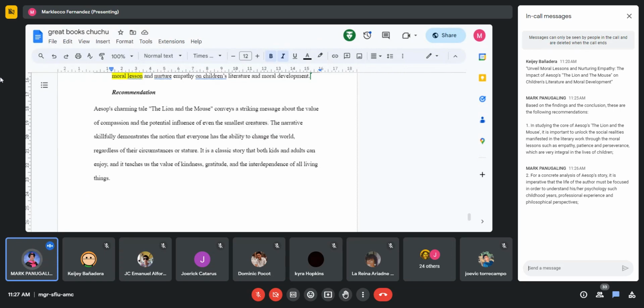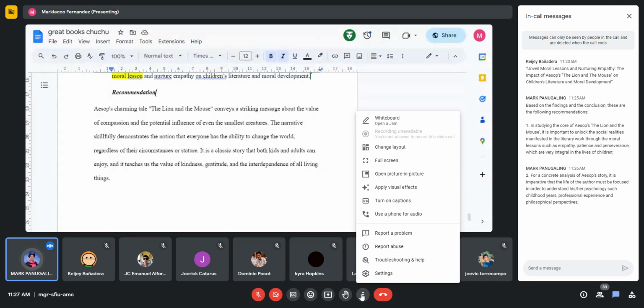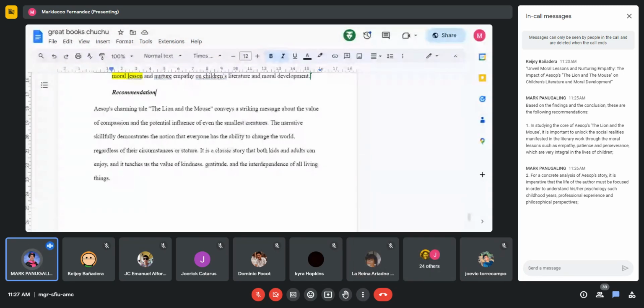Semicolon. 2. For a concrete analysis of Aesop's story, it is imperative that the life of the author must be focused in order to understand his or her psychology, such as childhood years. If, for example, this is your subcategory above, childhood years, you can put it in your recommendations, professional experience, and the third one is philosophical perspective. In case these are the ones that you indicated in the tables. Got it?